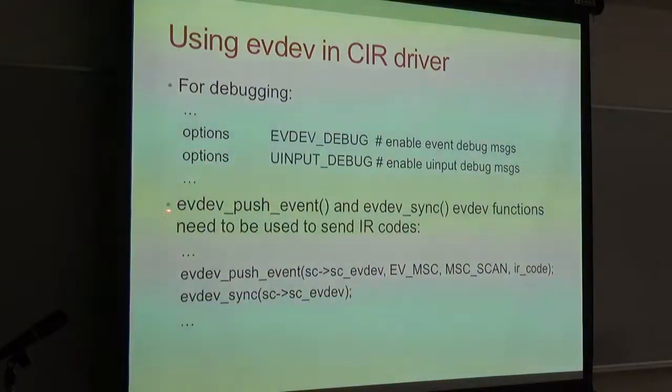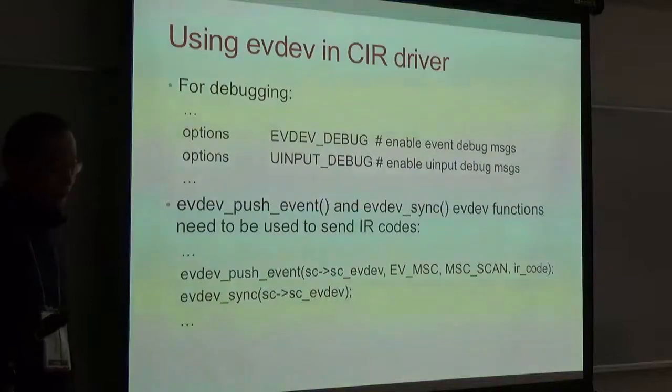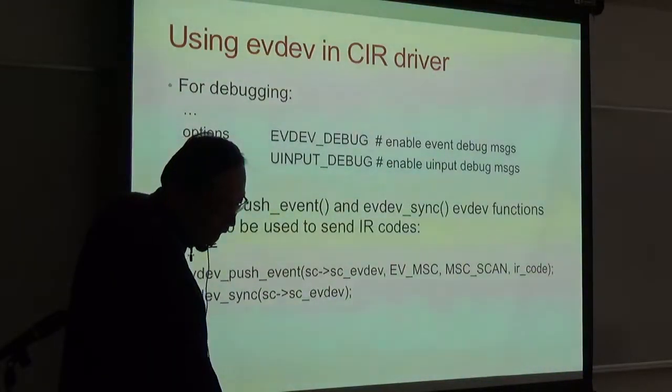Later in the code, when we want to send hardware-generated events, the functions evdev_push_event and evdev_sync need to be used to send IR codes. Here is the example: in the case of CIR, EV_MSC, and then MSC_SCAN, and then the actual IR code itself. And then we call evdev_sync to sync the event.